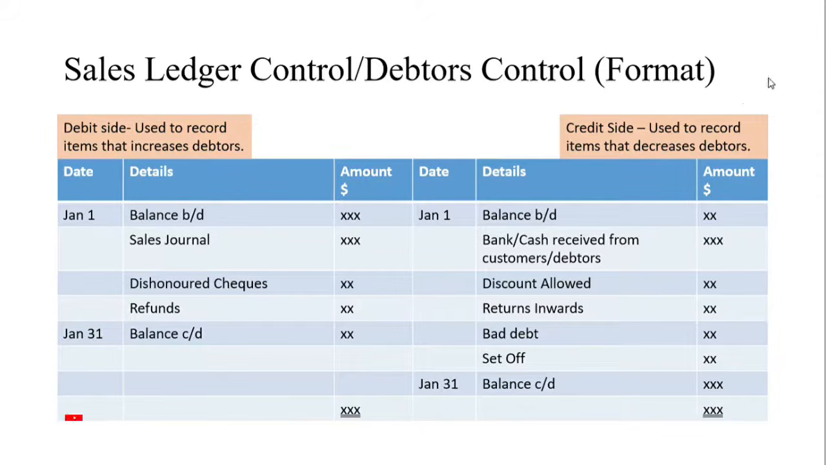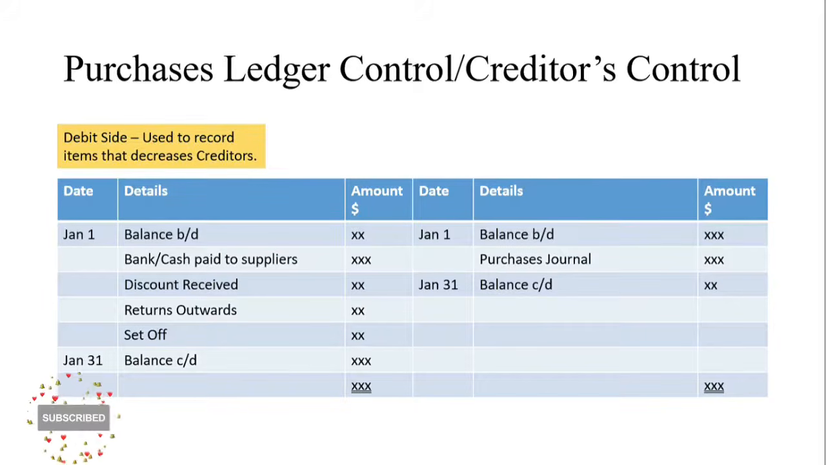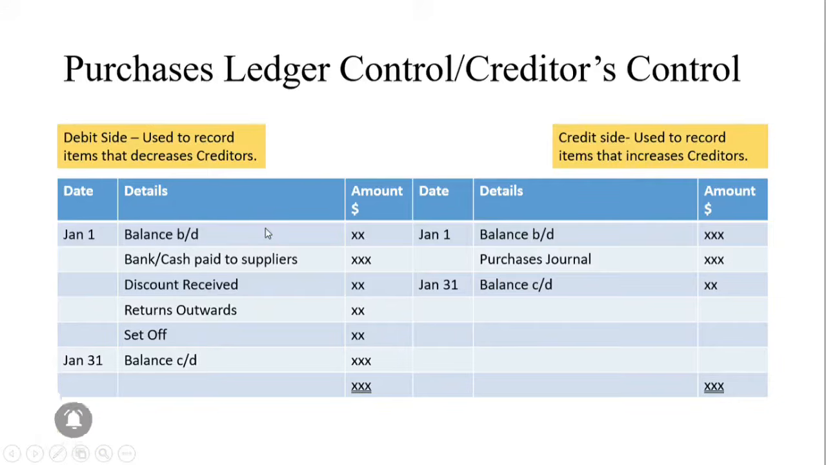Let's go now to the purchases ledger control. Now the purchases ledger control is like the opposite of the sales ledger control, because it relates to creditors. So the debit side is used to record items that decrease your creditors. And on the credit side, however, it is used to record items that increase your creditors. So over here, you will find items that increase your creditors, and on the debit side you will find items that decrease your creditors.